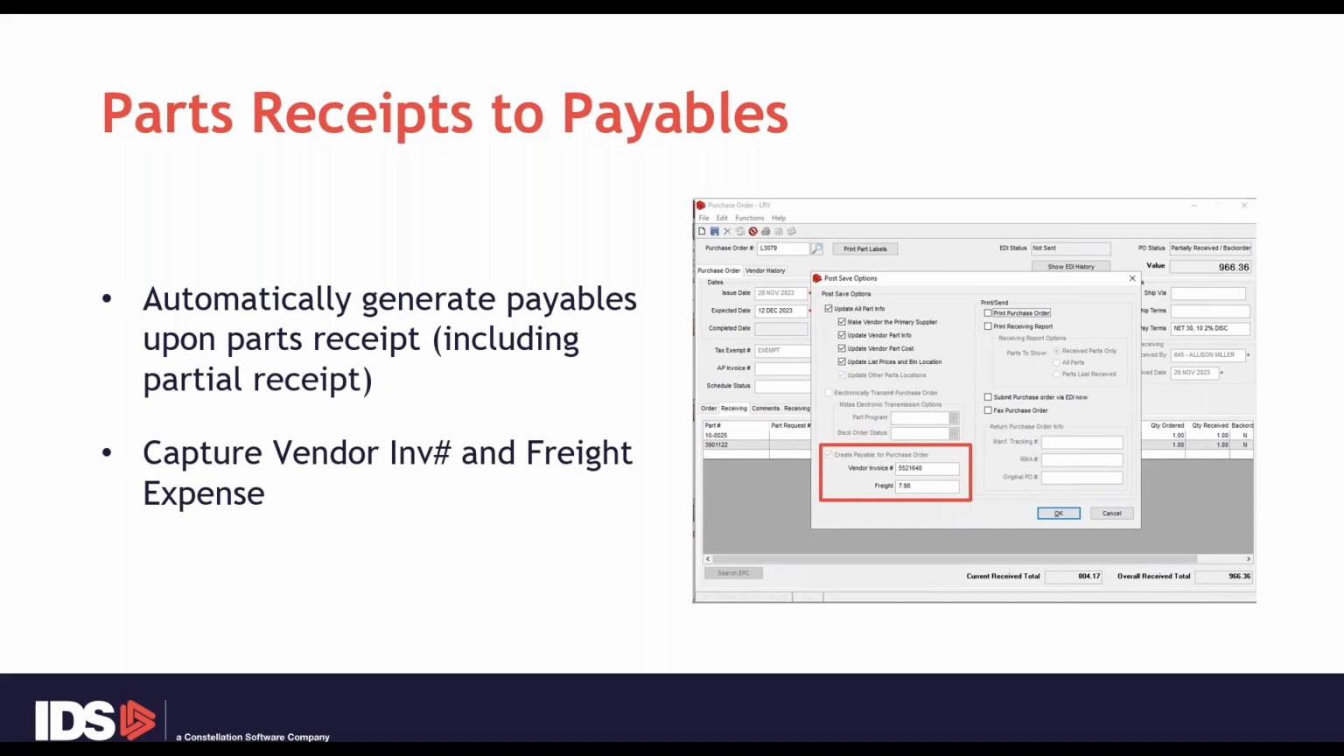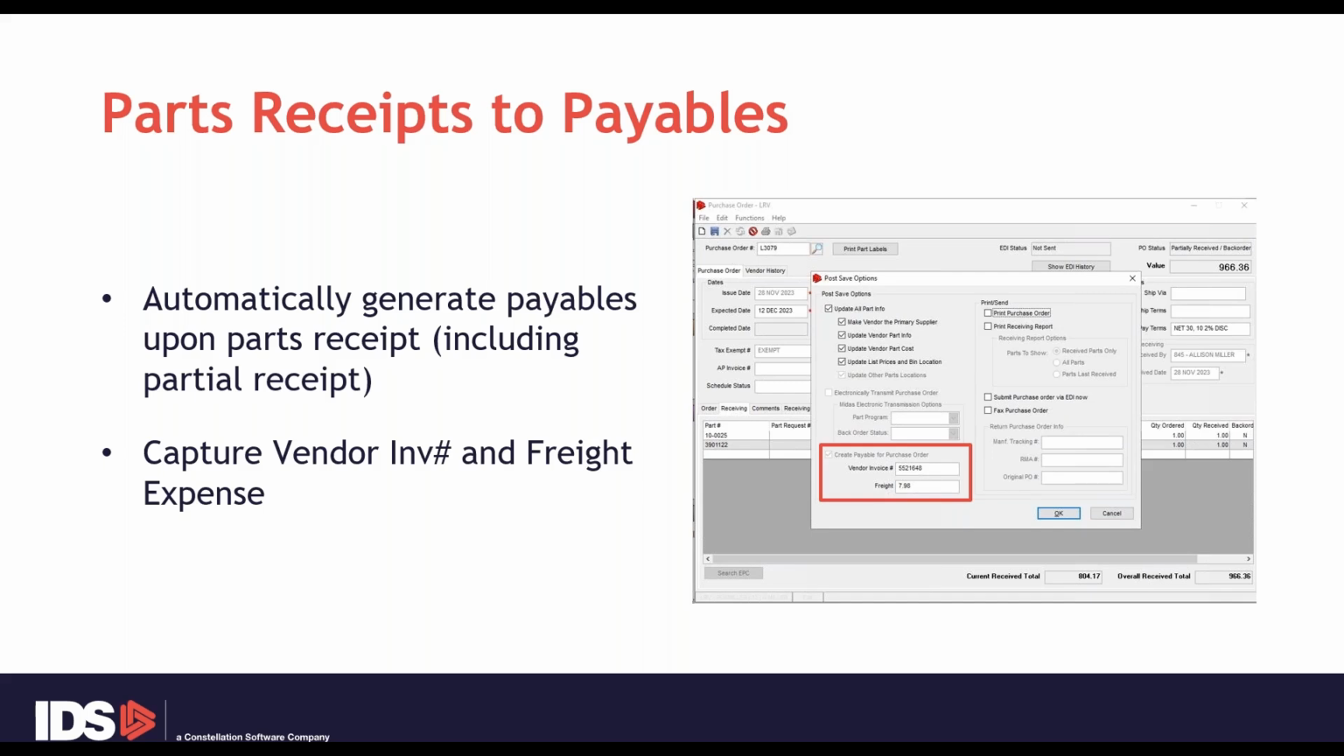So what we did is the system now has a new config, and I'll get into the details so that you guys can take note of that. And that will now automatically generate a payable for parts upon receipt, whether it's partial receipt or fully received. And additionally, on top of that, we capture the vendor invoice number and freight expense at the time that the purchase order is saved.